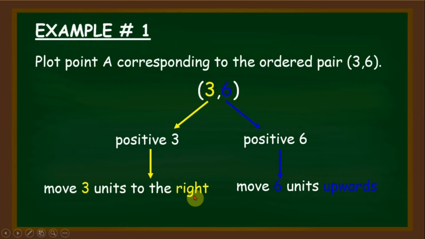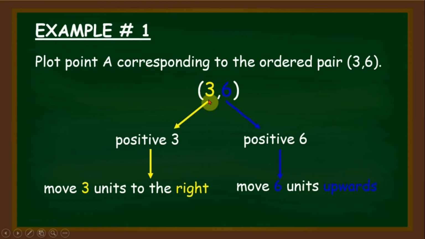Why is it to the right? Because the sign is positive. Otherwise, we have to move to the left. For the y-coordinate, it is also positive. In this case, it's positive 6. So that means we have to move 6 units upwards.